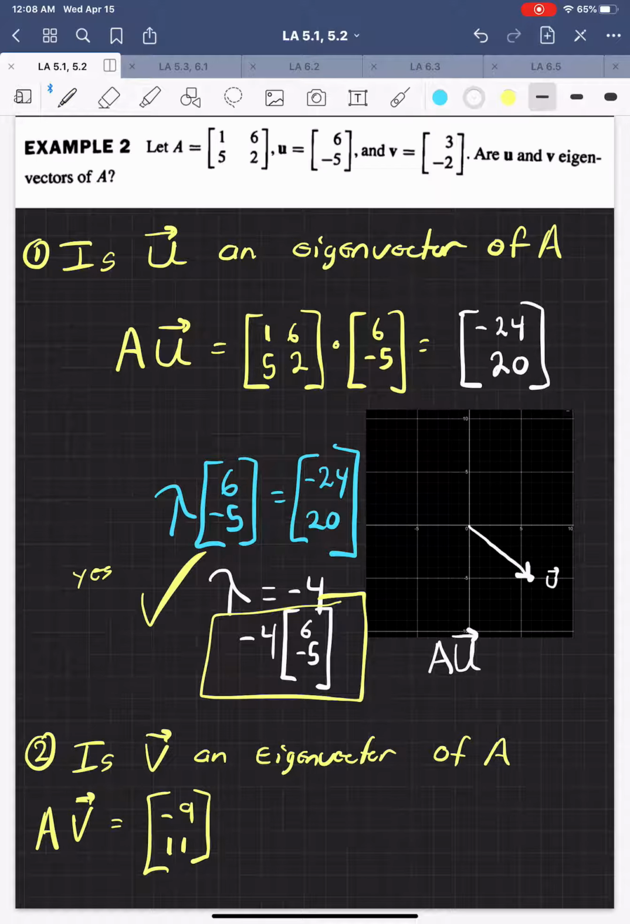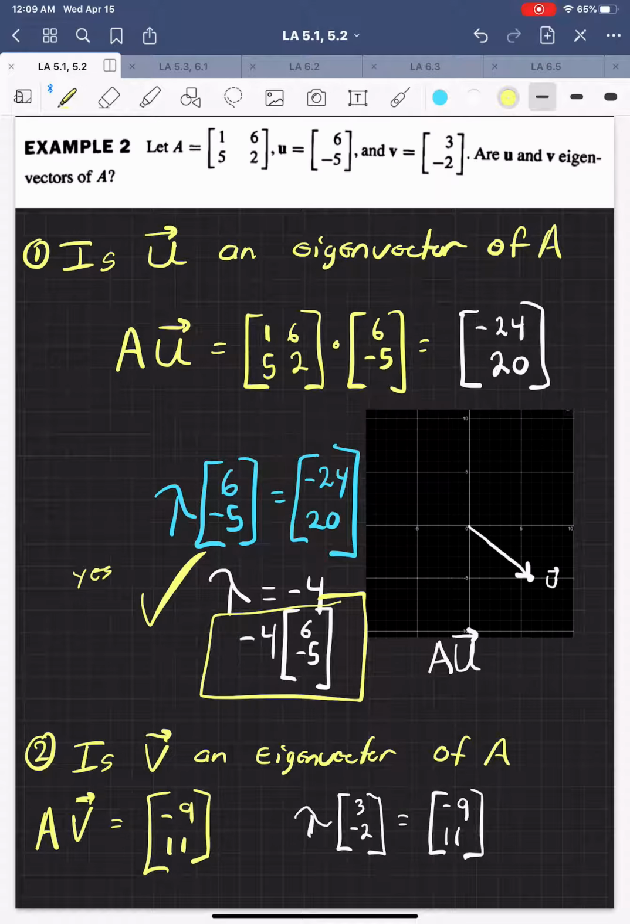All right, now this is going to be a problem. Let's make sure you understand why this is a problem. Is there a scalar that you can multiply by V, which is 3, negative 2, to get negative 9, 11? And the answer is no. There is no scalar. So, in other words, V is not an eigenvector of A.